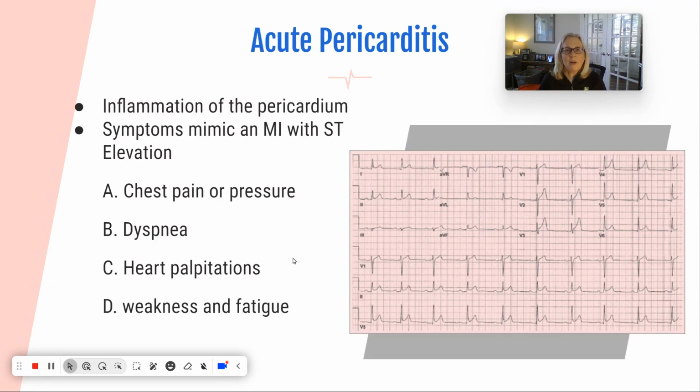Okay, so acute pericarditis, like I said before, is the inflammation or infection in the pericardium that surrounds the heart. It is like a thin layer of skin, a sac, if you will, that the heart sits in. So it's just an inflammation or an infection in that pericardium. So it swells, gets irritated, and it actually feels and mimics a heart attack.